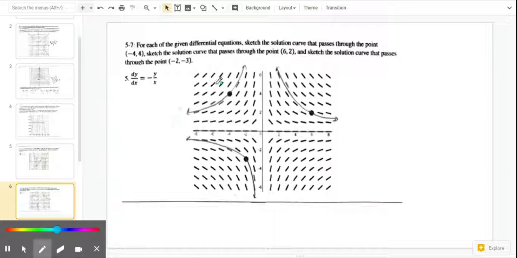So you can kind of see what's going on here. I'm not going to redraw these. So in each quadrant, we've got what looks like perhaps a vertical asymptote here, horizontal asymptote here. So you can kind of see what's going on. You just go with the slopes, follow them along. That's really all there is to that.